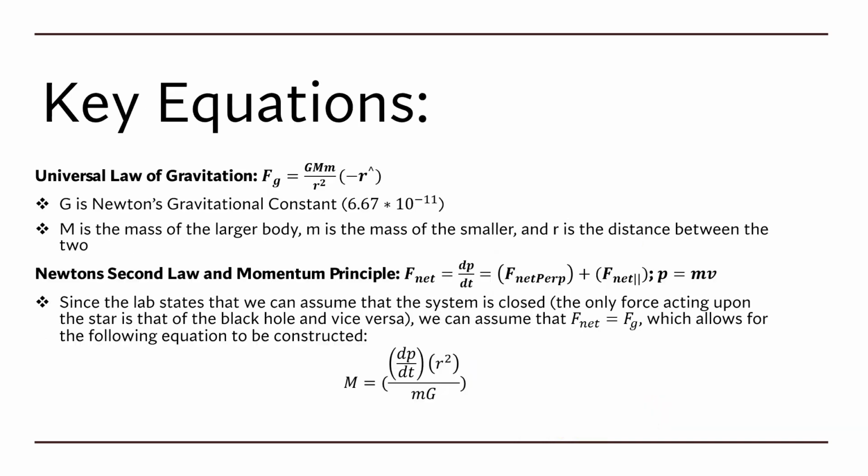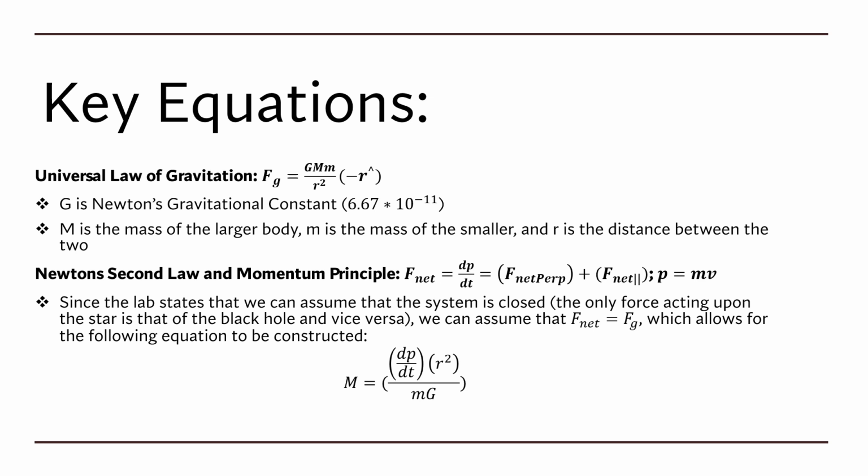The key equations used here are the universal law of gravitation, where G is Newton's gravitational constant, 6.67 times 10 to the negative 11th. M is the mass of the larger body, in this case the black hole, and m is the mass of the smaller, in this case the star, with the r being the distance between the two.